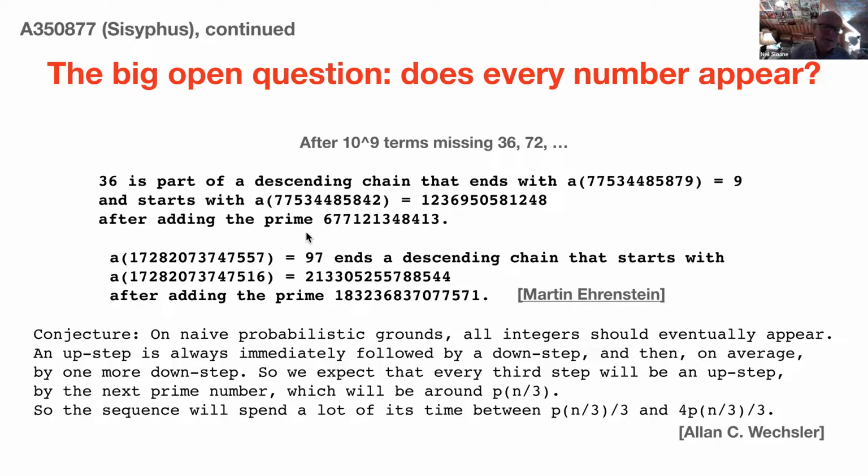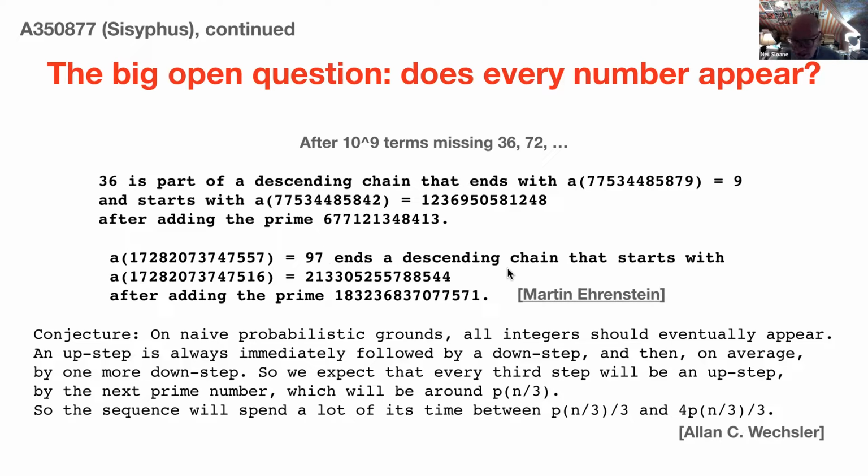And then 97 was missing for quite a long time. And Martin Ehrenstein found it. He found a 97 at that many terms, and it's a descending chain that starts there after you've added that prime, and then eventually it drops down to 97. So these numbers take a long time to appear.